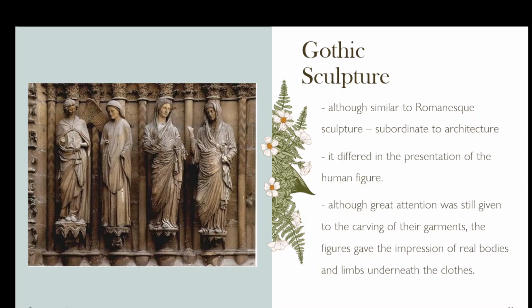Next is the Gothic sculpture. Although similar to Romanesque sculpture, still Gothic sculpture is subordinate to architecture. Again, kasi nga karamihan ng mga structures na pinapatayo, architecture, simbahan, cathedrals. It differed in the presentation of the human figure, although great attention was still given to the carving of their garments. Tulad na makikita niyo dito sa mga drapes ng suot nila. The figures gave the impression of real bodies and limbs underneath the clothes. Katulad niyan. Yung human figure, o yung tuhod.